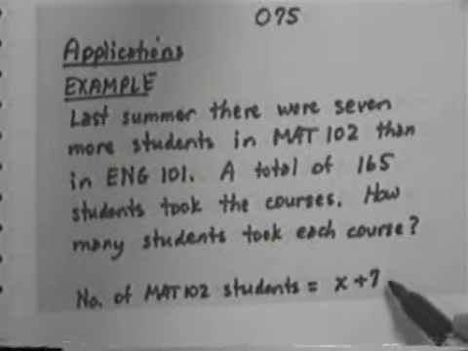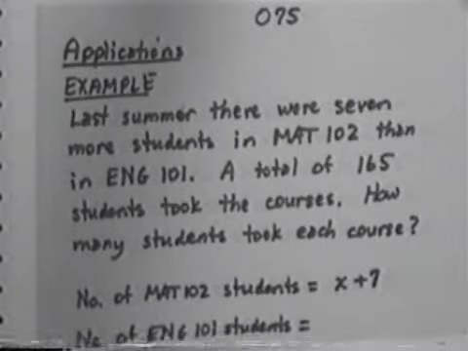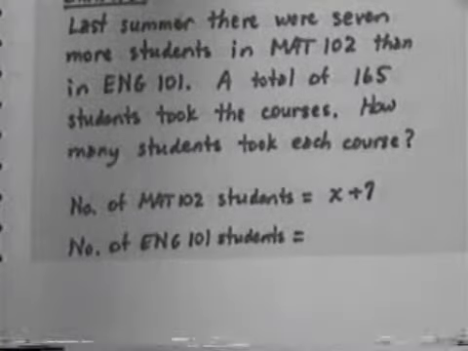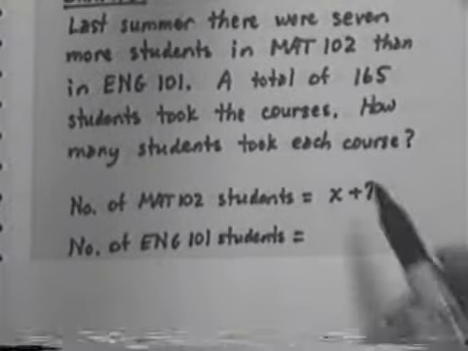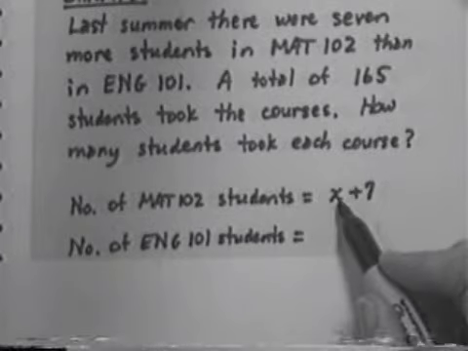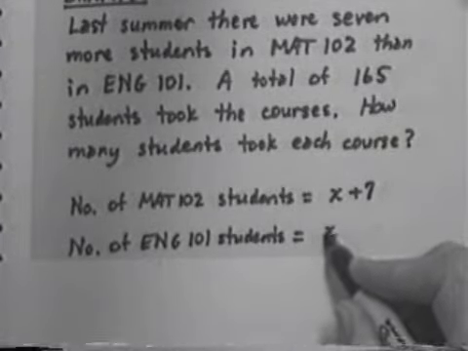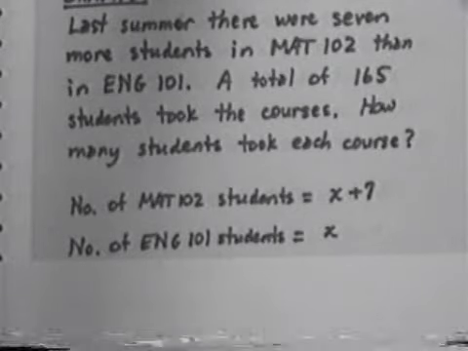There were 7 more Math 102 students than English 101 students, so the number of English 101 students must be simply the thing that we based the x plus 7 on, which is x. The number of English 101 students would be just x.